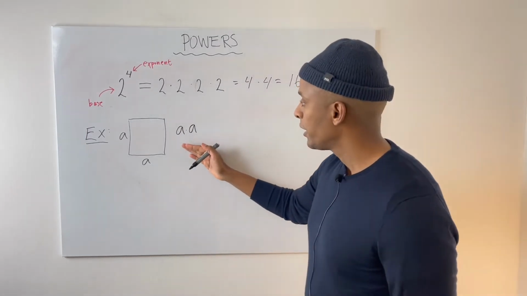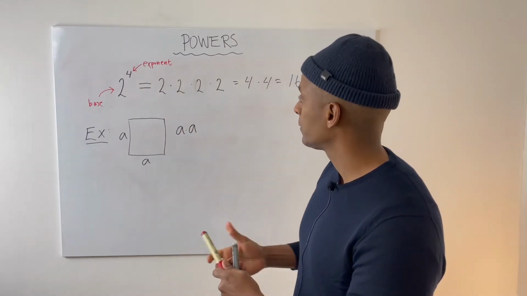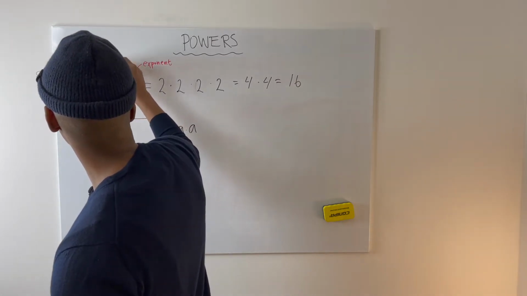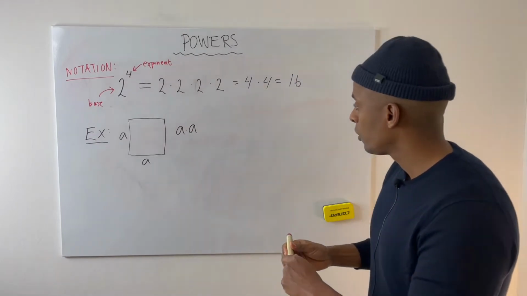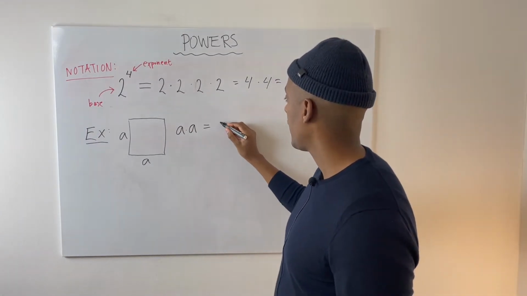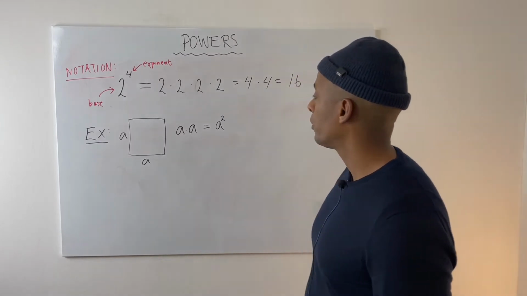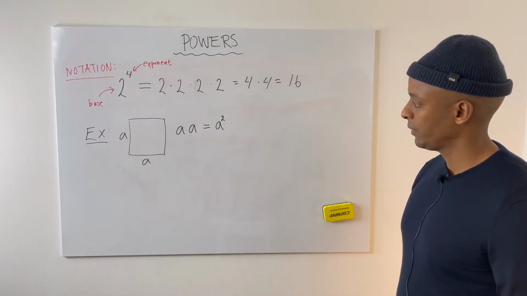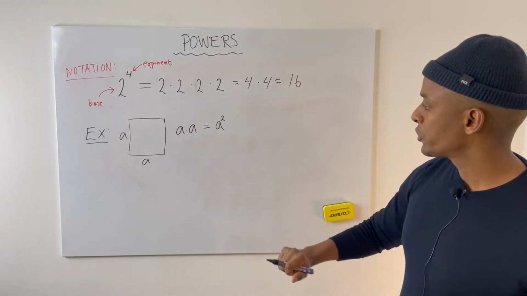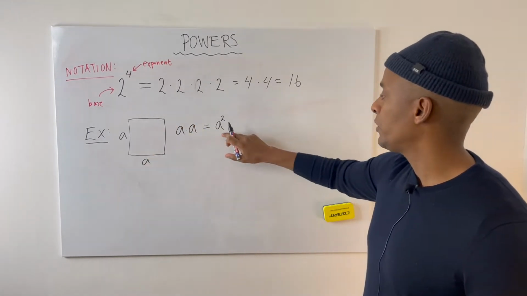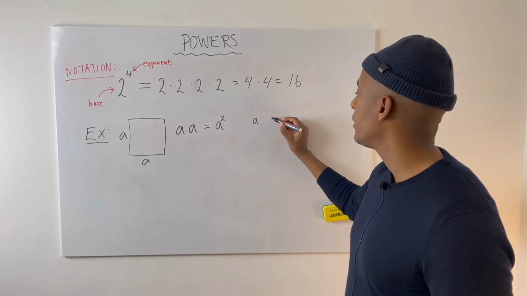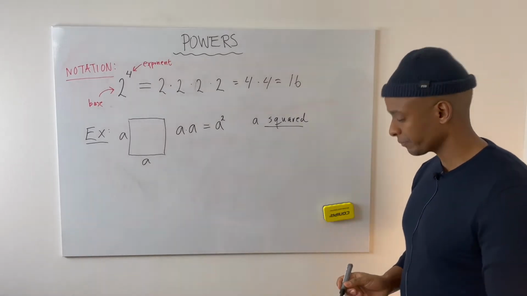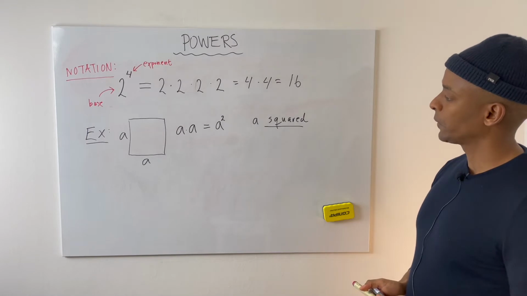Or using the new notation, we can write it as A to the power of 2. So the area of a square with side A is A to the power of 2. Or we just say A squared.